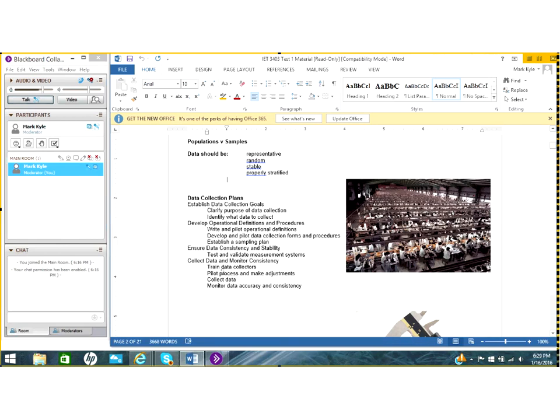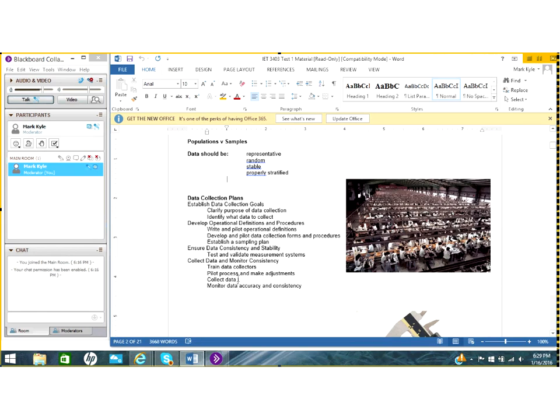Also, data collection and monitor consistency. You need to train your data collectors. You need to pilot the process and make adjustments as needed to make sure that you do have a good, stable measurement system, that your operational definitions work, and that your data collection plans and your data collection sheets actually work the way that you need them to.